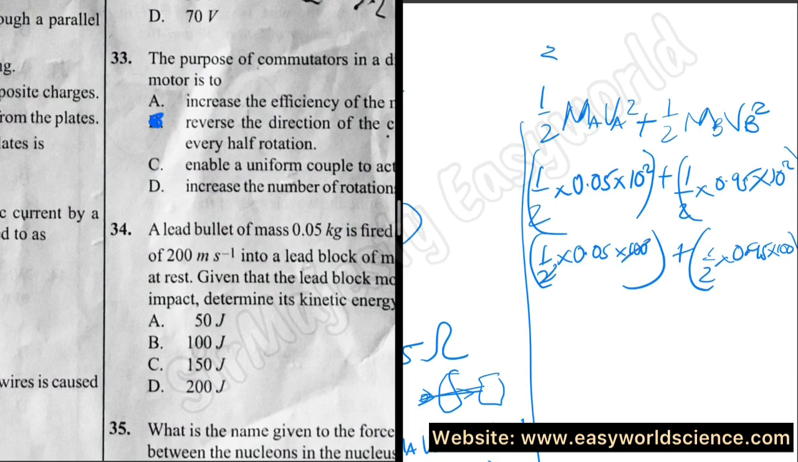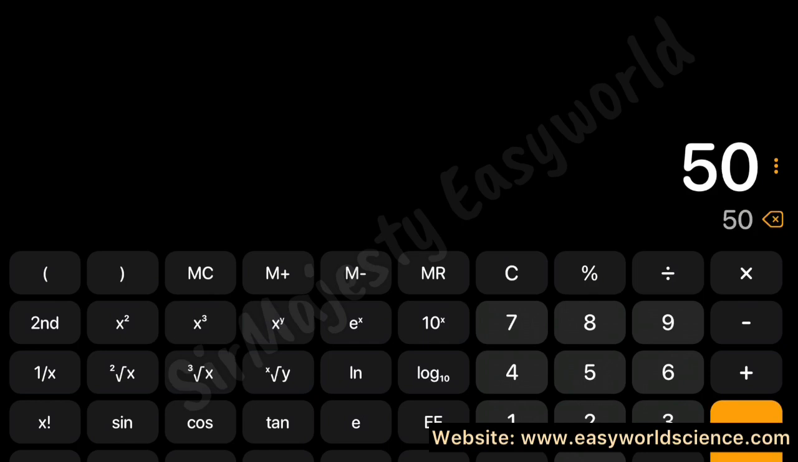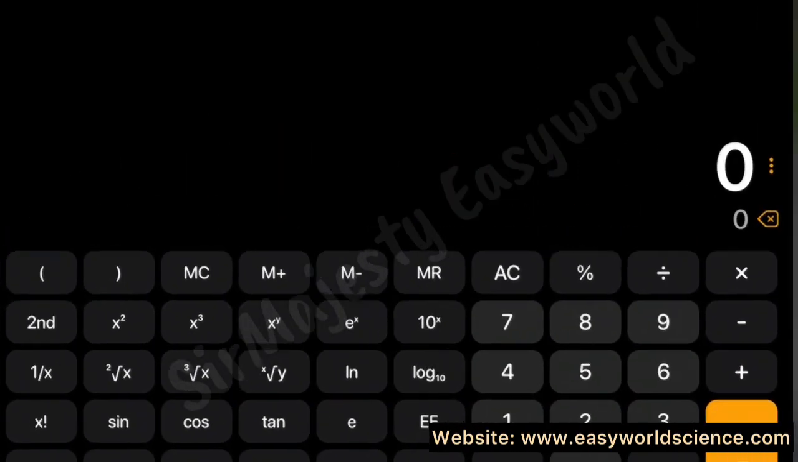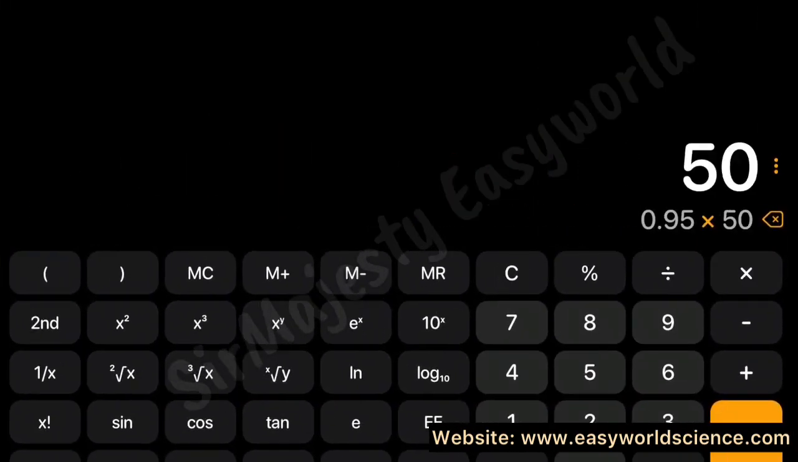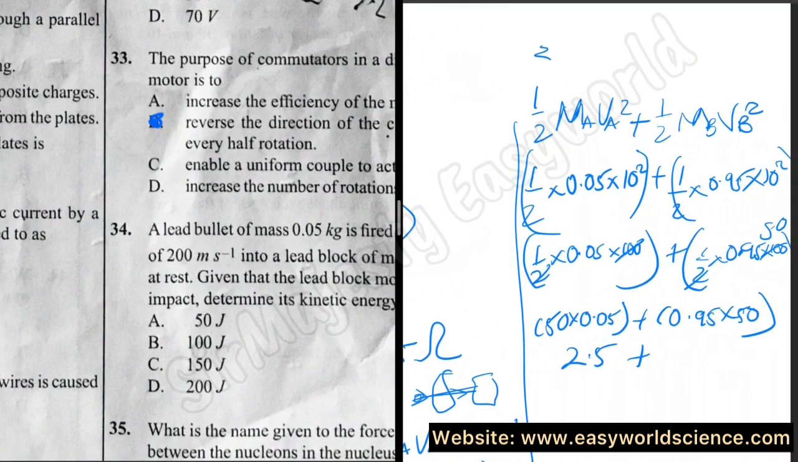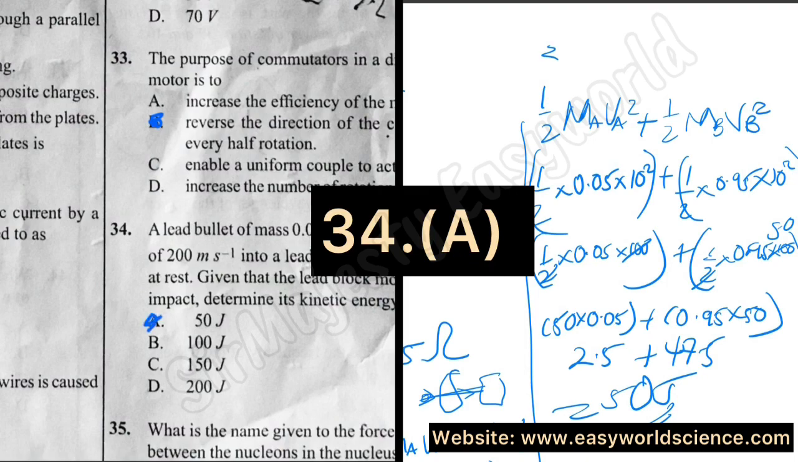So this will cancel this. So that will be 50 times 0.05 plus 0.95 times 50. So let's solve for that. That will be 2.5 plus, let's do 0.95 times 50. So that would be 47.5. So after adding both of them together, that gave us 50 joules. So the correct answer to this question is A.